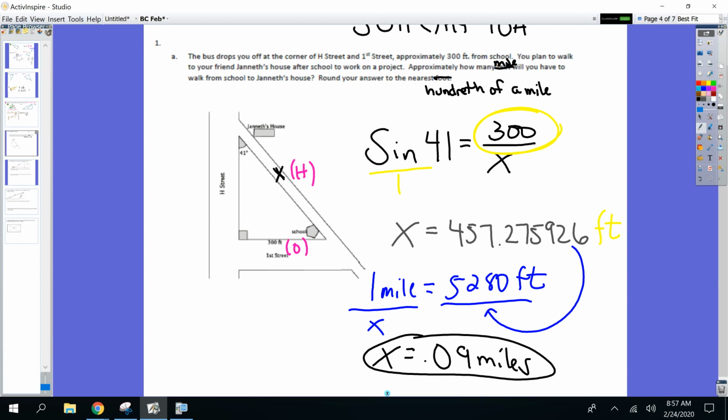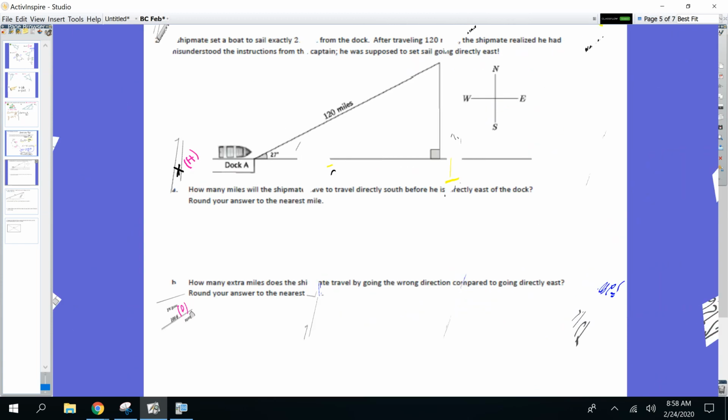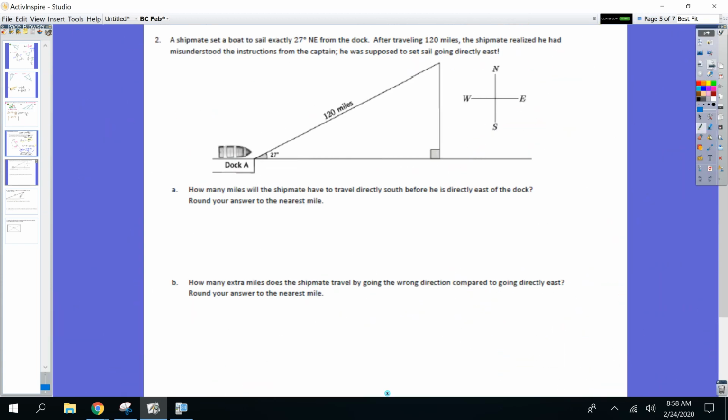Again, the rule. You either convert at the end or at the beginning. You could have taken the 300 and put it into miles if you wanted to. Do not do it in between, though. Do not do it during the problem. Convert at the end or at the beginning. We all good? Big Al's house. All right, last one I'll do with you here, and then you're on your own in your groups. Go ahead, read about this silly shipmate going the wrong direction.